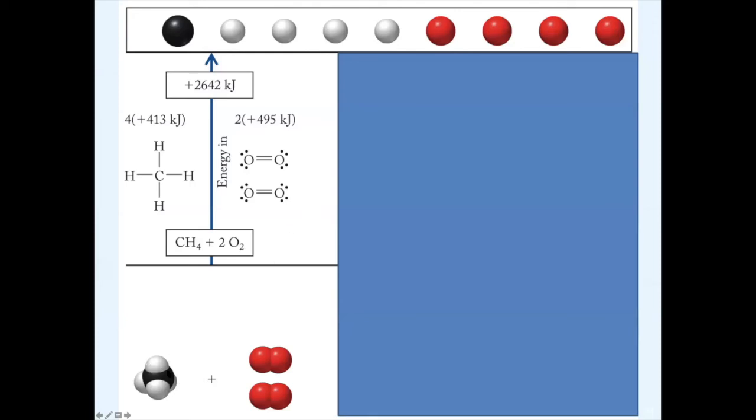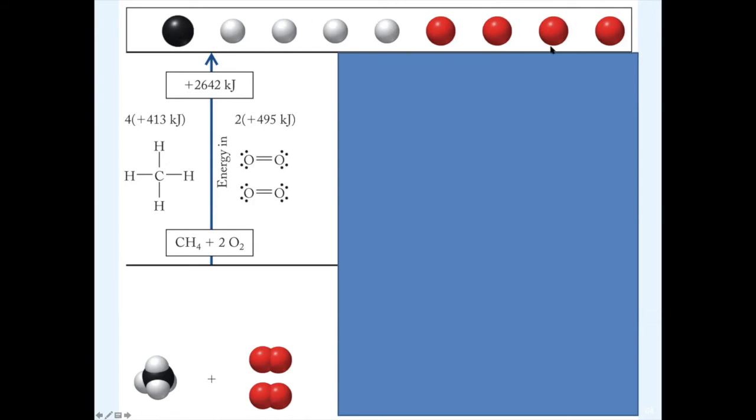So I'm going to take a methane molecule and 2 oxygen molecules, and essentially I'm going to break all of these bonds. I'm just going to turn it into the free atoms: a carbon atom, 4 hydrogen atoms, and 4 oxygen atoms. And so when I take these 2 reactants and break them apart into their component atoms, that costs me 2,642 kilojoules, all right? Because 4 times each one of these bonds, which is 413, and 2 times each one of these bonds, which is 495. All right, so that's the energy consuming part of the process.